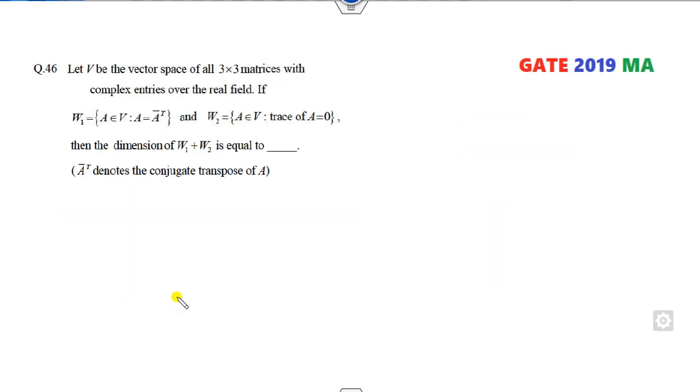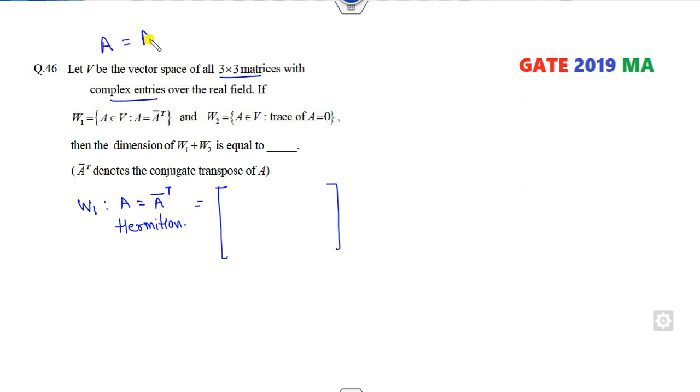Okay, look at another one. Let V be the set of 3 cross 3 matrices with complex entries, such that it is the collection of all those. Here, what is the meaning of that? That's a Hermitian matrix. Fine. So what is the kind of this matrix? It's 3 cross 3.